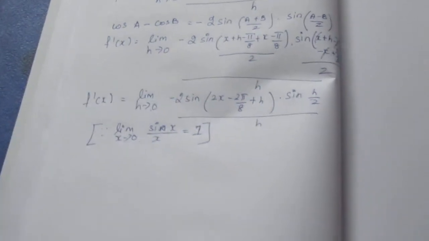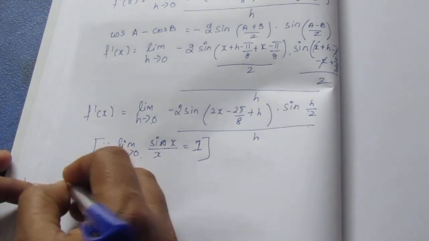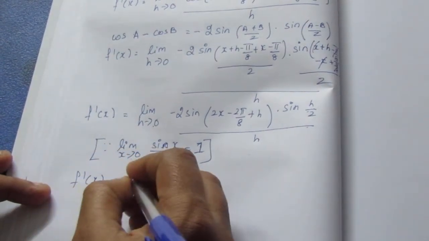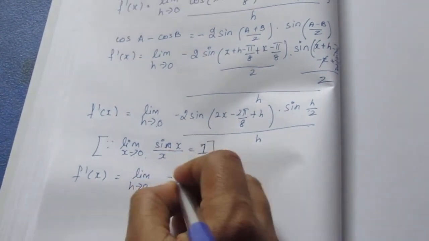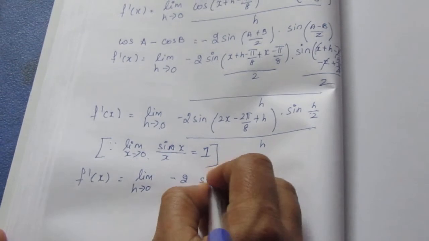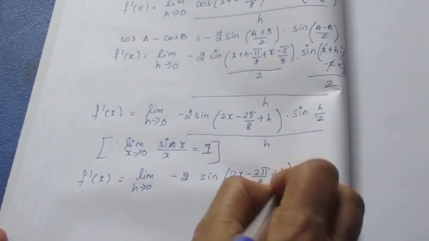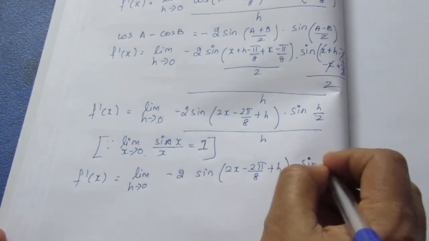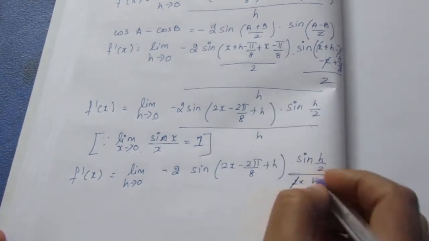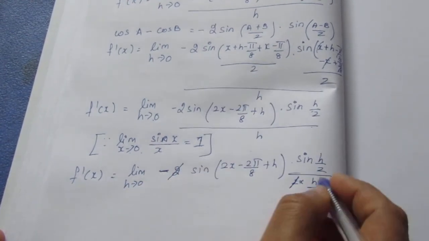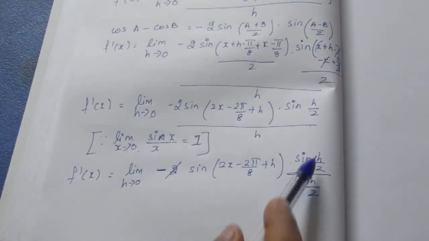For that reason, I am going to multiply the numerator and the denominator of h with 2. So as I want, limit h tends to 0, here it becomes minus 2 sine (2x minus 2 pi by 8 plus h) by 2 into sine of h by 2. I am going to multiply and divide by 2. Here this gets cancelled. Now the denominator and the numerator have become the same.